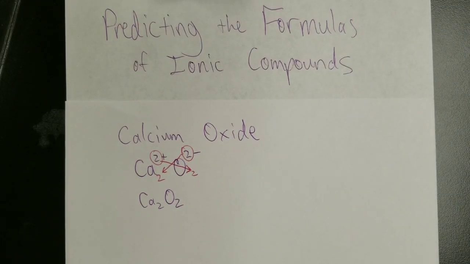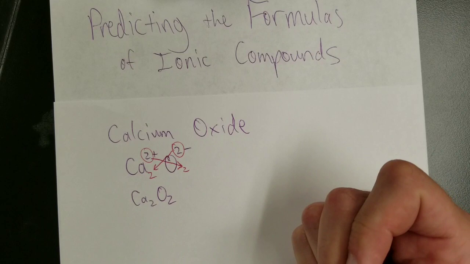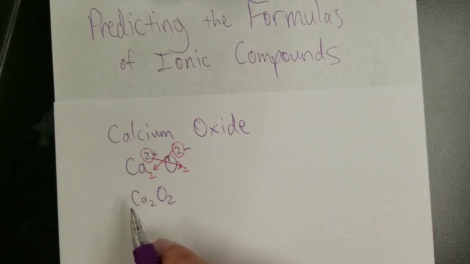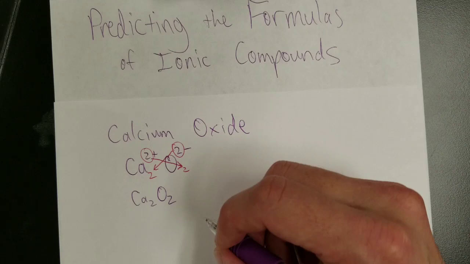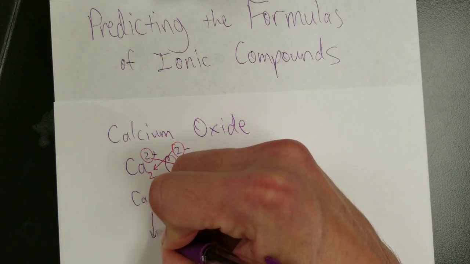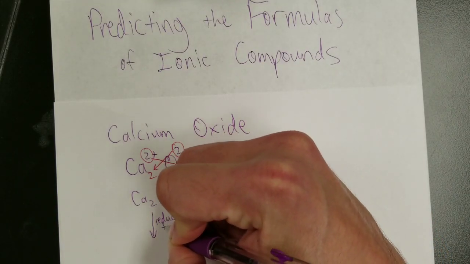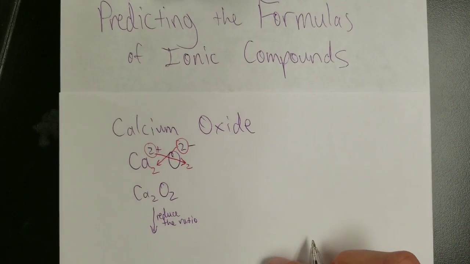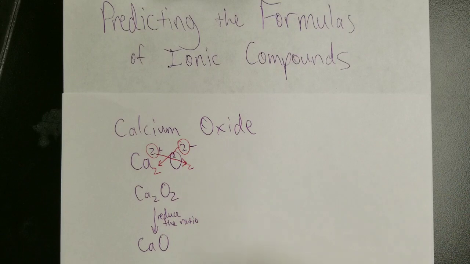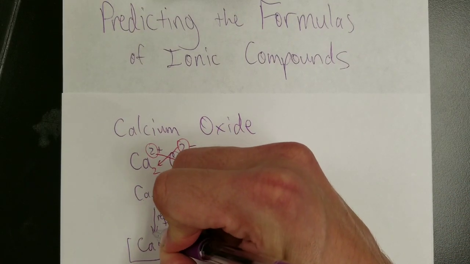And if you just wrote that, that would be wrong. This is wrong. Why? Because this can be reduced. 2 calciums and 2 oxygens, that's a ratio of 2 to 2, which is the same as a 1 to 1 ratio. So I'm going to reduce the ratio, and we're going to call it calcium oxide. A 2 to 2 ratio is the same as 1 to 1. This would be the correct formula to choose.